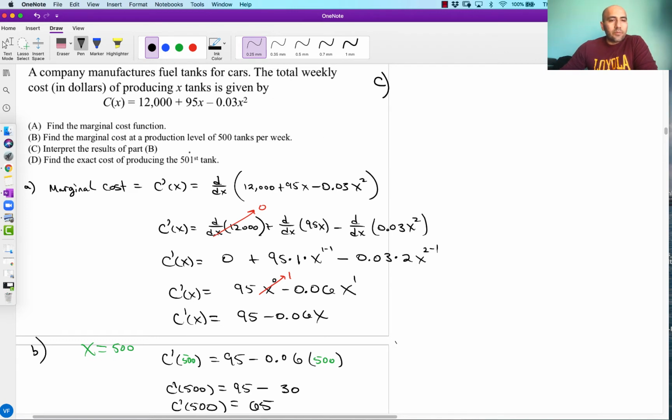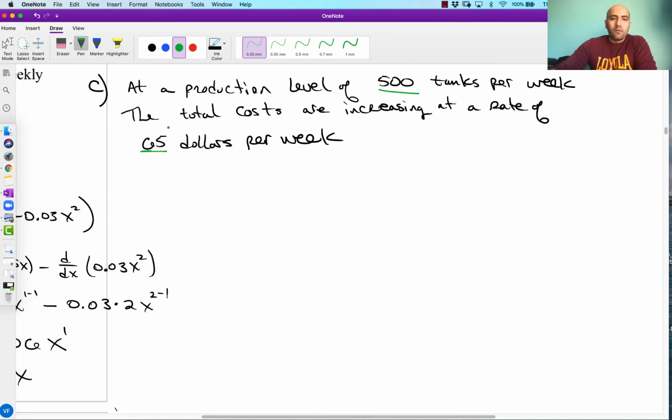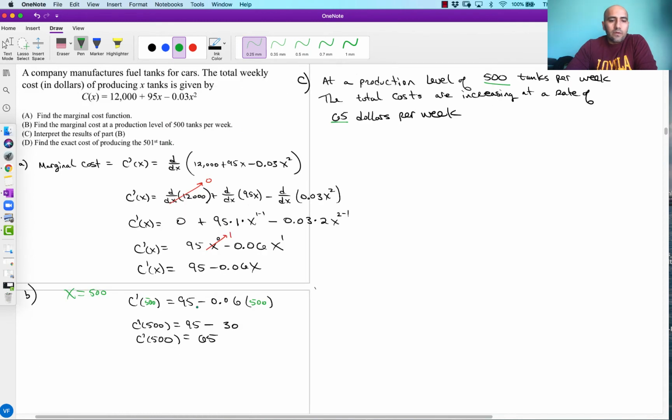Part C, interpret the results of part B. Okay, so what does this mean? The marginal cost at 500 was 65. So this means that at a production level of 500 tanks per week, the total costs are increasing at a rate of $65 per week. That is the interpretation of this first derivative evaluated at 500. The marginal cost at 500 is 65, and this is the interpretation.